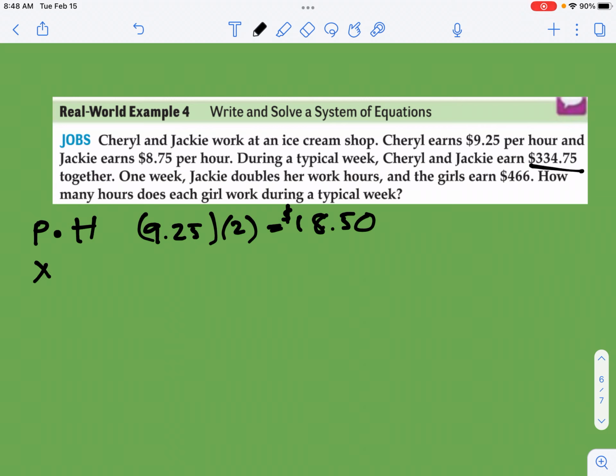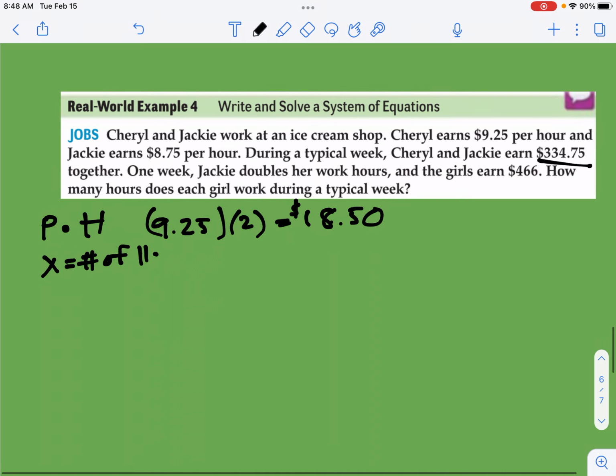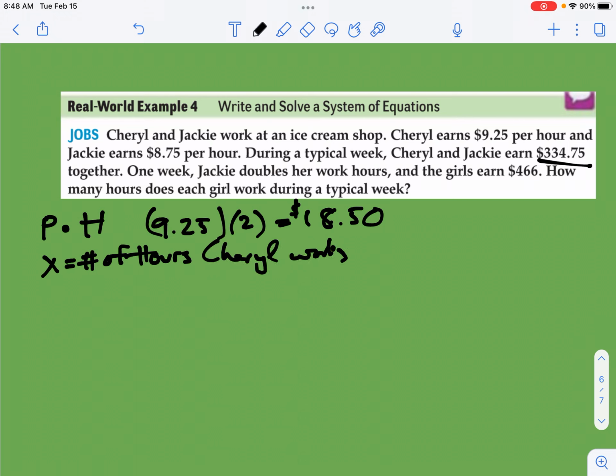So we're going to say x is the number of hours that Cheryl works, and then y is the number of hours Jackie works. All right? And now we know that in the third line, we see that Jackie doubles her work hours. But let's not worry about that right now. Let's set up that first equation.